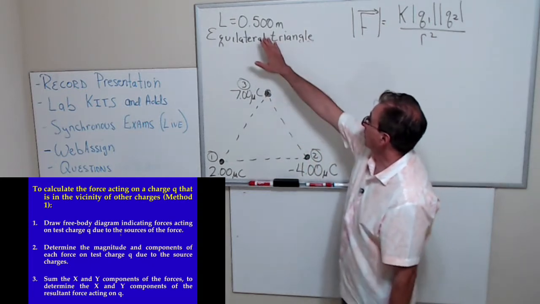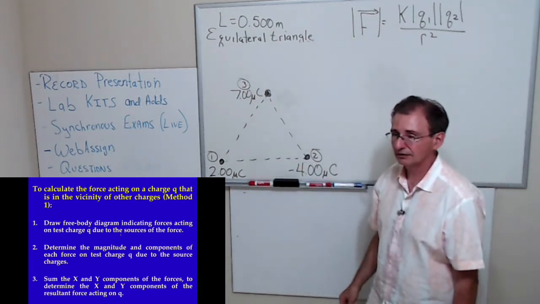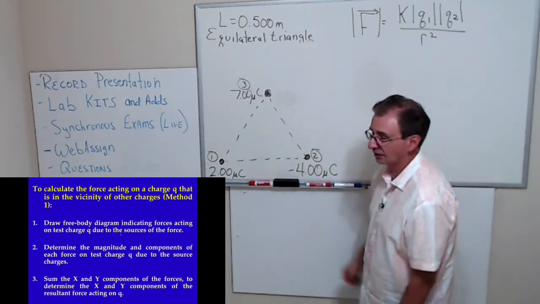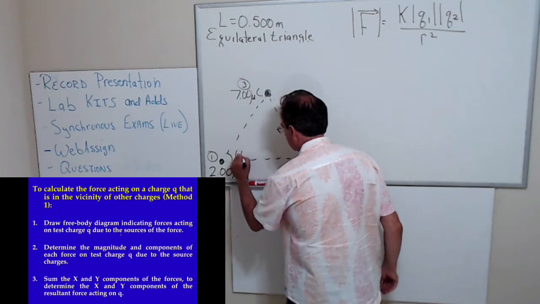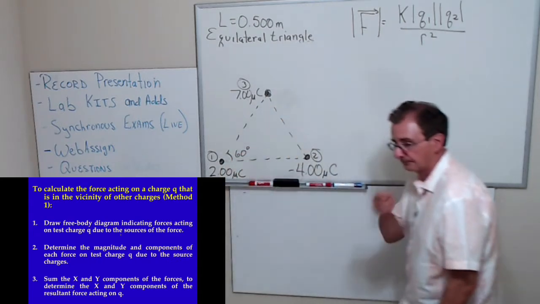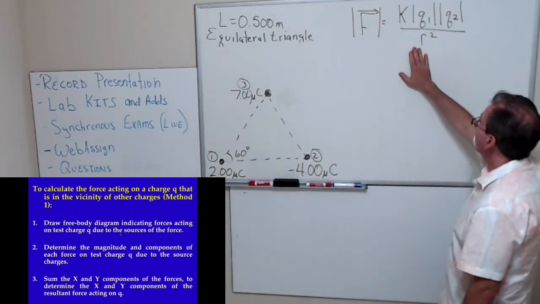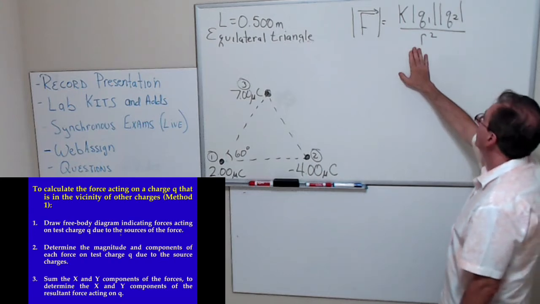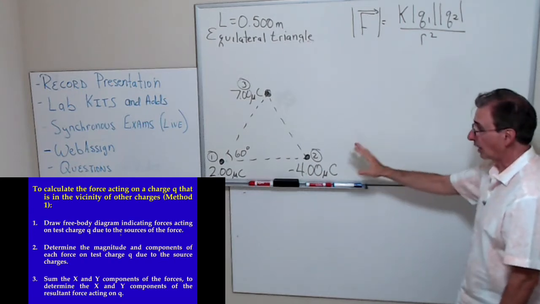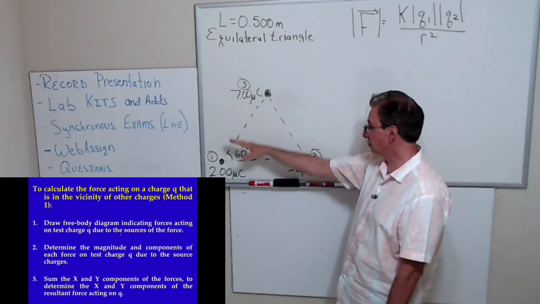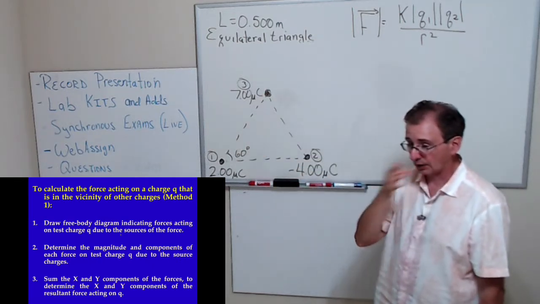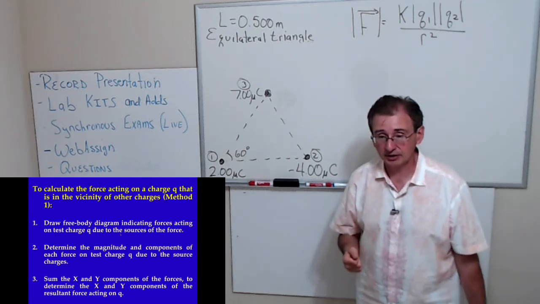And so the length of the triangle is 1/2 meter long. It's a contrived problem. Okay, it's a long distance. And all these angles, since it's equilateral, are 60 degrees. This is our expression for Coulomb's law, and I want to find the force on this top charge due to the other two. What I'm going to do first is draw a free body diagram.